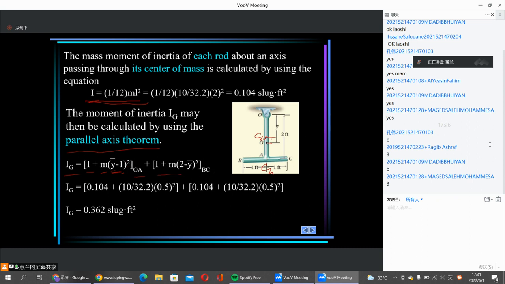And for BC, same. It's the mass moment of inertia plus the mass times the perpendicular distance between the two parallel axes. This one will be 2 minus 1.5, squared. And so we can obtain the total mass moment of inertia of the assembly.